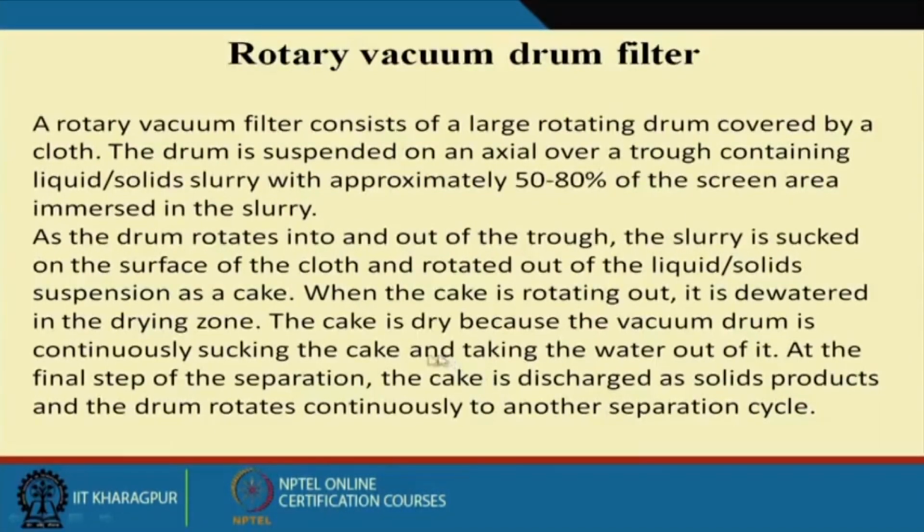Now a rotary vacuum filter consists of a large rotating drum covered by a cloth, and the drum is suspended on an axle over a trough containing the liquid solid slurry, with approximately 50 to 80% of the screen area immersed in the slurry. As the drum rotates into and out of the trough, the slurry is sucked onto the surface of the cloth and rotated out of the liquid and solid suspension as a cake.